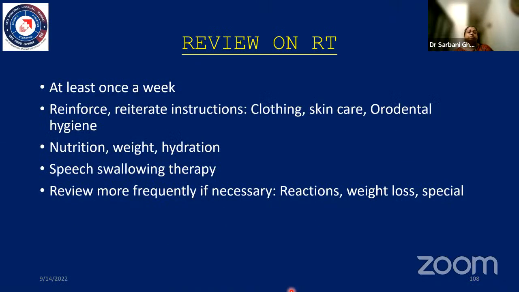On-RT review is absolutely mandatory as much as the treatment, at least once a week, to reiterate instructions on clothing, skincare, orodental hygiene, and check compliance. Nutrition, weight, hydration, attention to speech swallowing therapy, review more frequently if necessary, especially if you have reactions that are worse than anticipated, if there is significant weight loss, and in certain other special situations where you're using a different kind of concurrent chemotherapy schedule, etc.